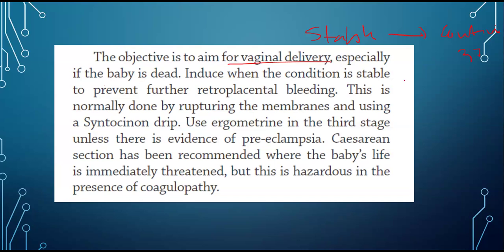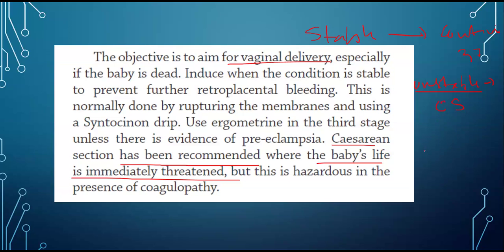How about if the mother or baby is unstable, like fetal distress, where you don't have any time, and you cannot save the baby or mother if you don't do anything right now? For an unstable case, you can go for C-section. Cesarean section is recommended where the baby's life is immediately threatened. If the child is in fetal distress and the mother is in shock, then C-section. If C-section is not possible, then you can go for induction, but C-section will be ideal for an unstable case.